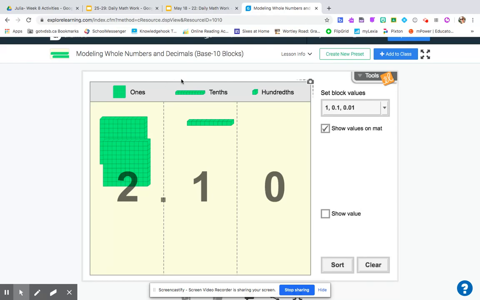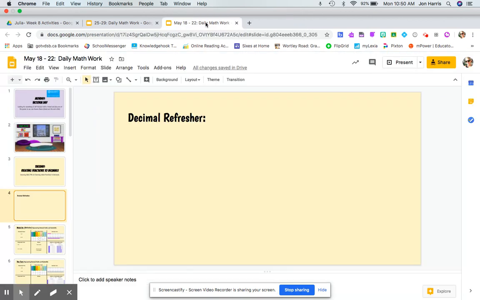We have our ones, our tenths, and our hundredths. And we did go smaller this year and work with thousandths as well, but we're not going to need that for what we're working with today. So I'm just going to close that up.